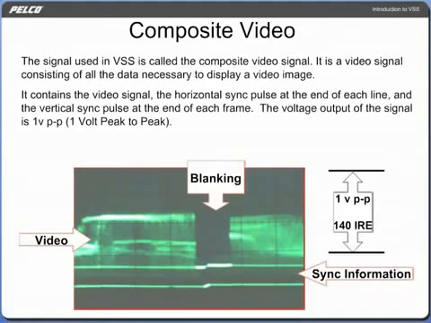The signal used in video security systems, VSS, is called the composite video signal. It is a video signal consisting of all the data necessary to display a video image. It contains the video signal, the horizontal sync pulse at the end of each line, and the vertical sync pulse at the end of each frame. The voltage output of the signal is 1 VPP, 1 volt peak to peak.